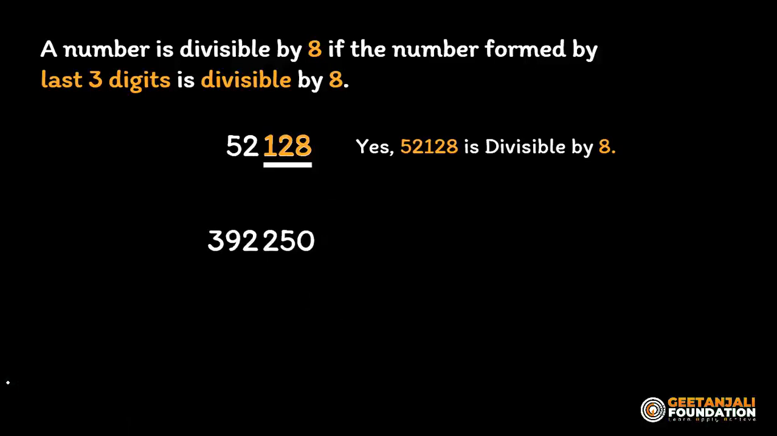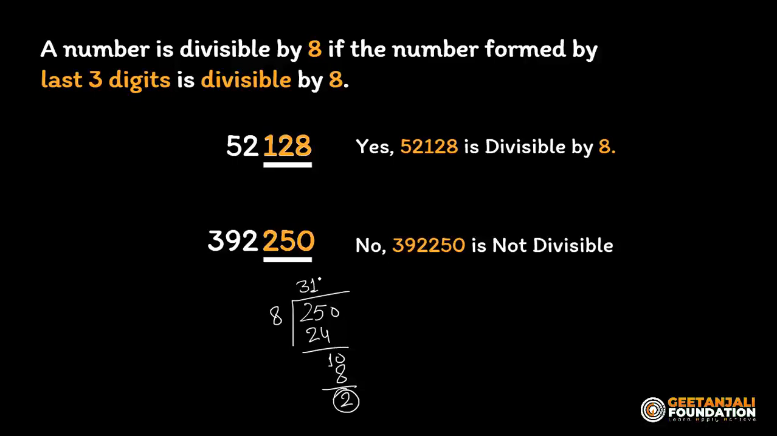Now the number is 392250. The number formed by last 3 digits is 250. Let's try whether it is divisible by 8 or not. So 250 divided by 8. 8 3s are 24. 10. 8 1s are 8. And the remainder is 2. Here remainder 2 means it is not divisible by 8. Therefore the given number 392250 is not divisible by 8.